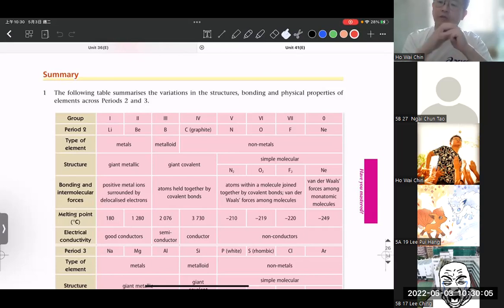Whenever you talk about periodic pattern, you're going to read across a period. So of course the case will be more complicated because on the left hand side, in the middle, and the right hand side, they will have different bonding structures. The elements will have some variation in physical property and chemical property. So that's why you need to memorize that.